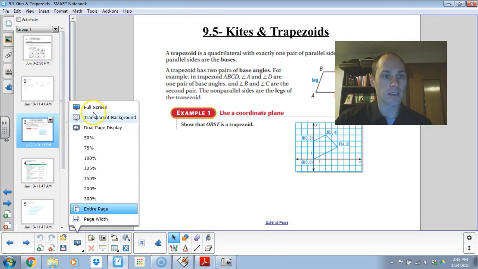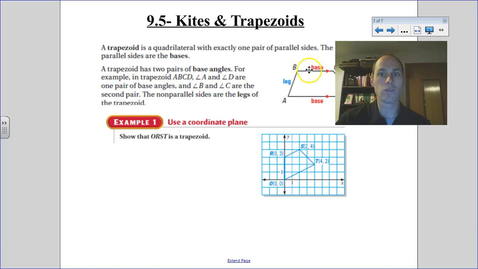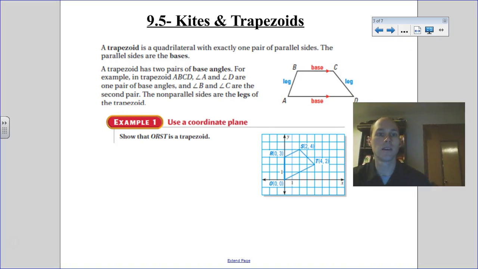Okay, so let's take a look now at how we can prove figures are trapezoids or kites, based off of that information. Let's put some of that information down in our notes as well. So a trapezoid, we talked about, is a quadrilateral with exactly one pair of parallel sides. Parallel sides we call the bases, the other two we call the legs. It has two pairs of base angles, AD and BC. So the non-parallel sides are the legs, as we mentioned.